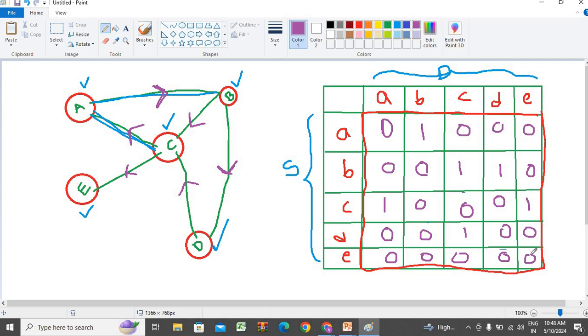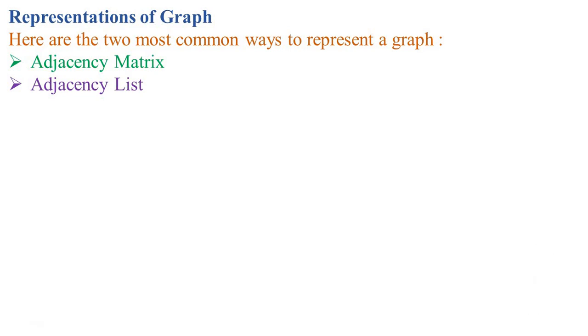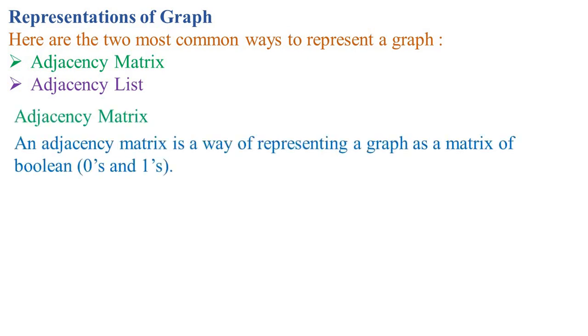Once the original matrices are constructed, if the matrix has a number of zeros, this matrix can be converted into a sparse matrix. That sparse matrix makes it very easy to analyze the graph. That's one of the important conversions, from graph to adjacency matrix. So there are two kinds of graph representations: adjacency matrix and adjacency list. What is adjacency matrix? An adjacency matrix is a way of representing a graph as a matrix of Booleans.